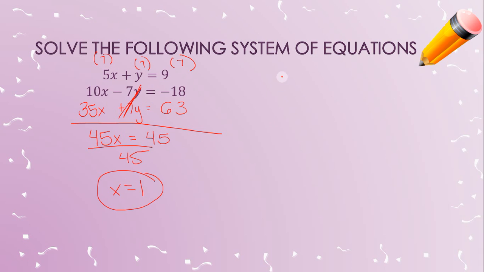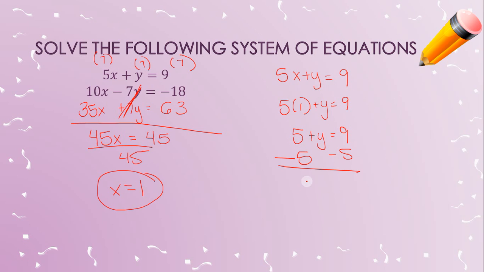Now let's plug it into one of those two equations. I'm going to plug it into the top one here, so I'm going to get my y value. So 5 times 1 plus y equals 9. 5 times 1, we know that's 5. Then I need y alone. So I get y equals 4. So I have a solution of 1, 4, and they do work in the two equations. I'm not going to show that. However, they do work in those two equations.